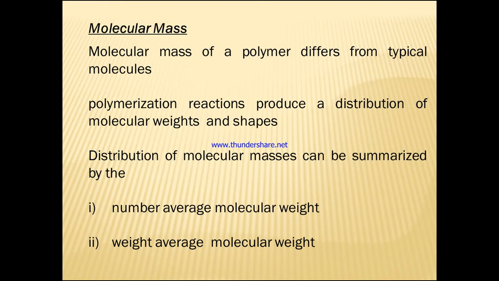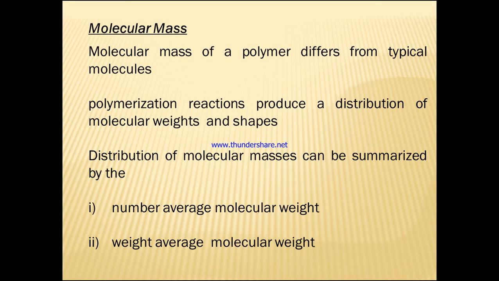So what do we mean by molecular mass? The molecular mass of a polymer differs from typical molecules here. The polymerization reaction produces a distribution of molecular weight and shape. The distribution of molecular masses can be summarized by the number average molecular weight. When we are going to find out the molecular mass, we go by different methods here.